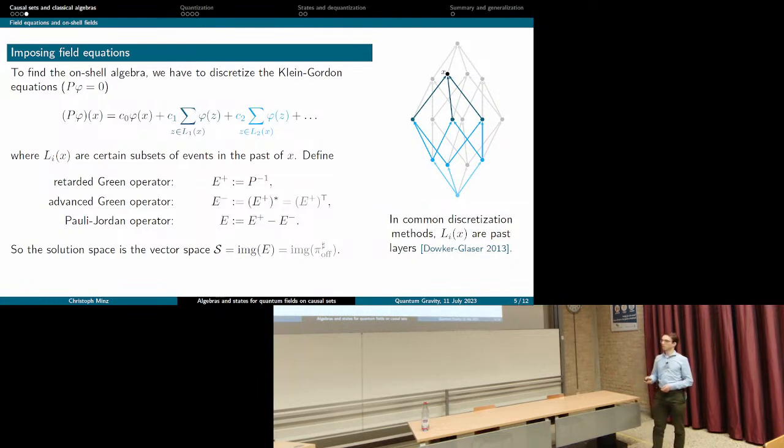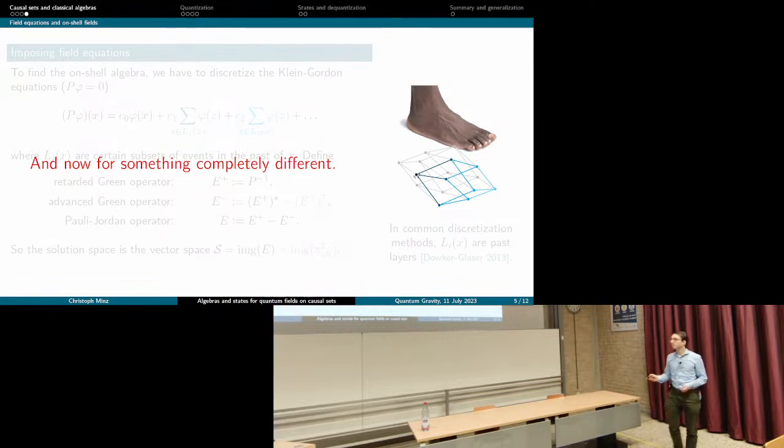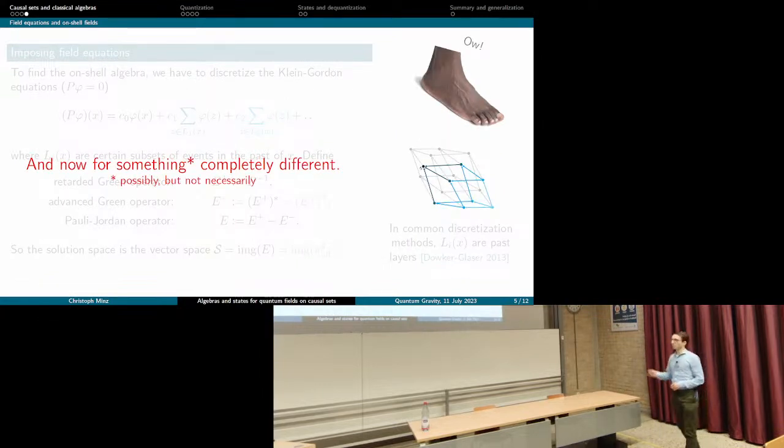And then with this, we can also construct the advanced Green operator and the Pauli-Jordan operator. And that will then be essentially the operator that is necessary to get any solution. When we take the image of this operator, this is actually the same as the image of the off-shell Poisson bracket that I've shown before, and this gives our solution space. But this so far was only to motivate one example that you could think of. So now to something completely different. Well, actually, it's not that different, because, as I said, you can use that causal setting for the following construction.